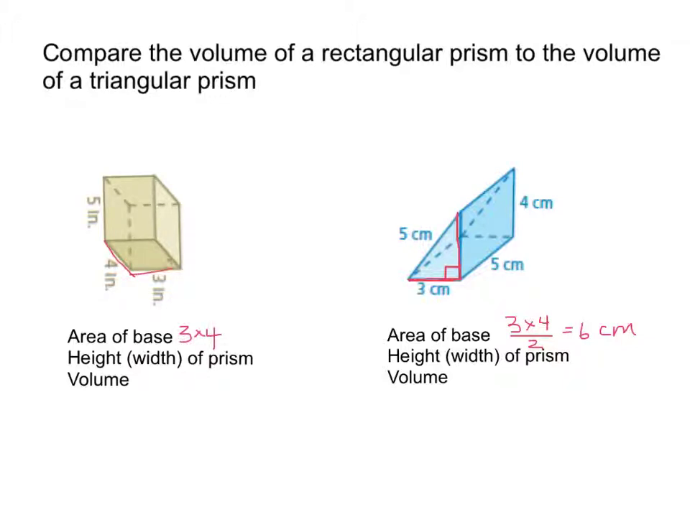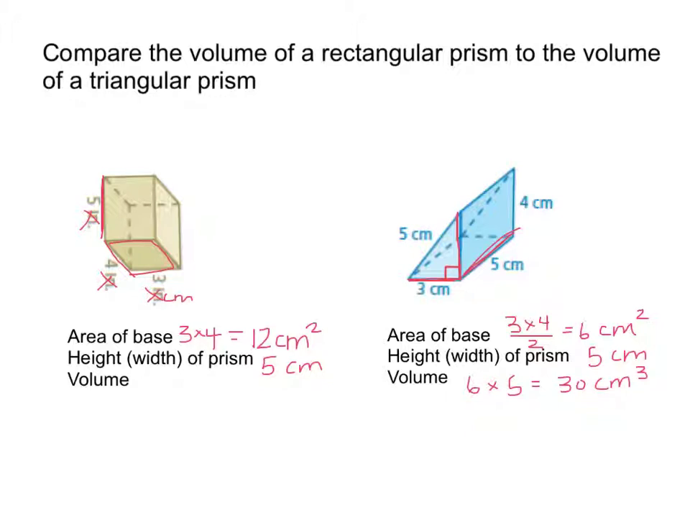But since this is a rectangular prism, I am not going to divide it by 2. It's going to be 12. And I'm going to pretend this is centimeters too, so we're dealing with the same units. And since they're both area, they should both be centimeters squared. Now let's look at the height, or the width of the prism. For the triangular one, we have 5 centimeters. And now for our rectangular prism, we also have 5 centimeters. So then the volume for the triangular prism would be 6 times 5, which is going to give us 30 centimeters cubed.